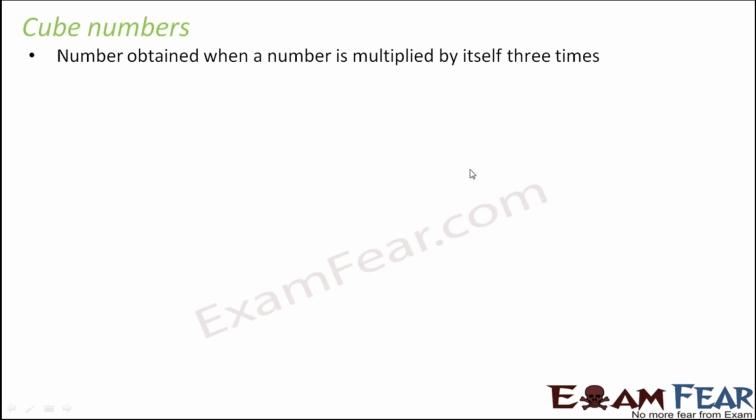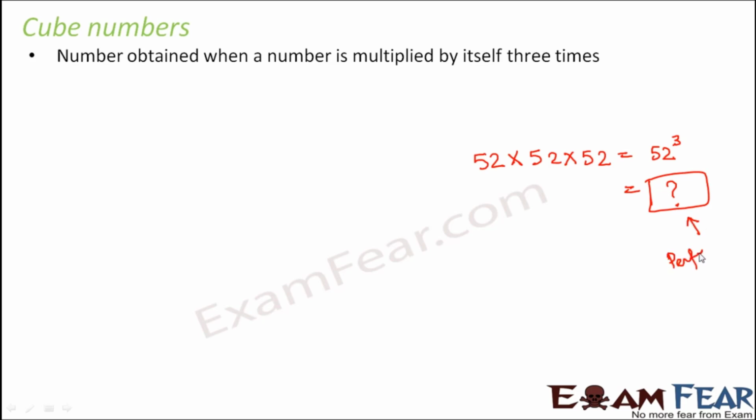For example, if you take any number, think of any number that comes to your mind. Let's say you think of the number 52. So if you multiply 52 3 times, what do you get? It is 52 cube, obviously, and whatever value you get after this, that value is a perfect cube or a cube number. So cube numbers are also called perfect cubes.